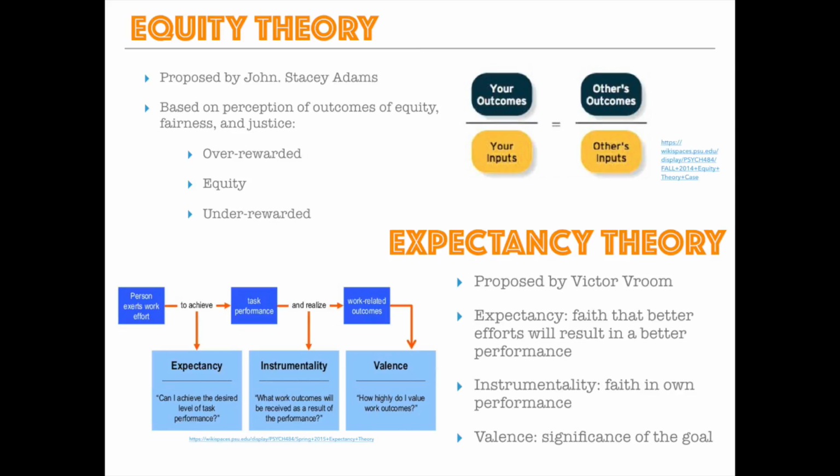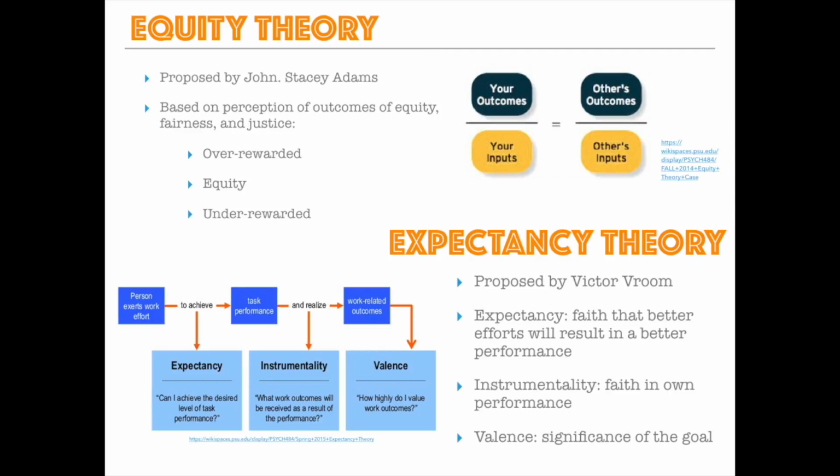This comparison can lead to three things: over-rewarded, where your outcome is greater than your input as compared to others; equity, where it is equal; and under-rewarded, where your outcome is less than the amount of input that you put into it. The underlying principle of this theory is that your equal input as compared to others should equal the same outcome, though this is not always so in reality.